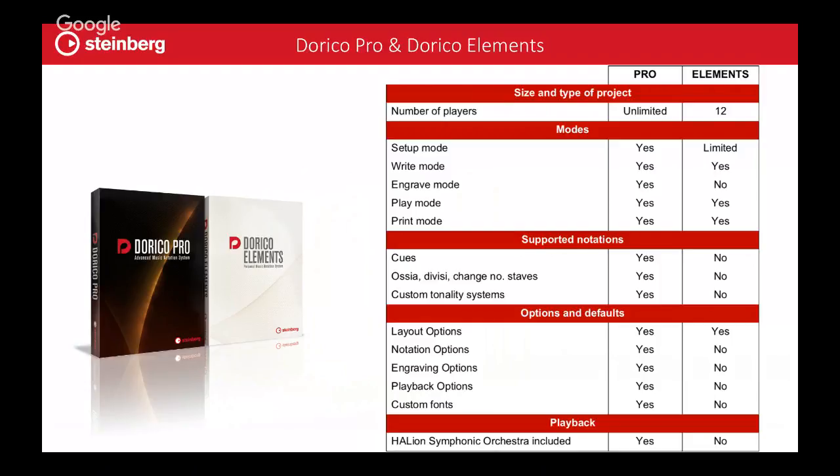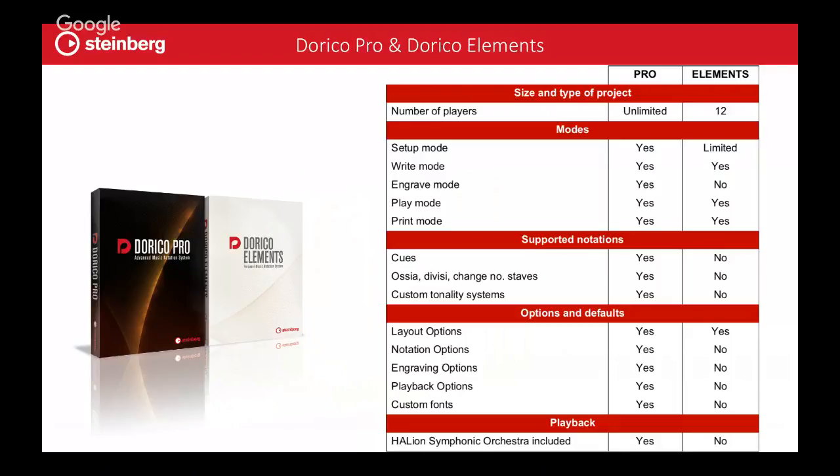The modes are a bit limited, so in Elements there's no engrave mode, and there's no engrave options. So you'll see further down the table it says notation options and engraving options. So if you just need some notation and you're quite happy with the defaults that we've got in there and the way that we make things look very nice in Dorico, then Dorico Elements may well just do the job for you, and you won't need those. If you need those kind of engraving options and engrave mode, then you will need Dorico Pro for that. But write mode, play mode, print mode, they will all exist in Dorico Elements.